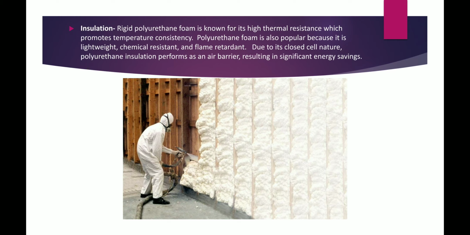Insulation. Rigid polyurethane foam is known for its high thermal resistance, which promotes temperature consistency. Polyurethane foam is also popular because it is lightweight, chemical resistant, and flame retardant. Due to its closed cell nature, polyurethane insulation performs as an air barrier, resulting in significant energy savings. And here is a picture illustrating how the foam is sprayed onto the wall for insulation.